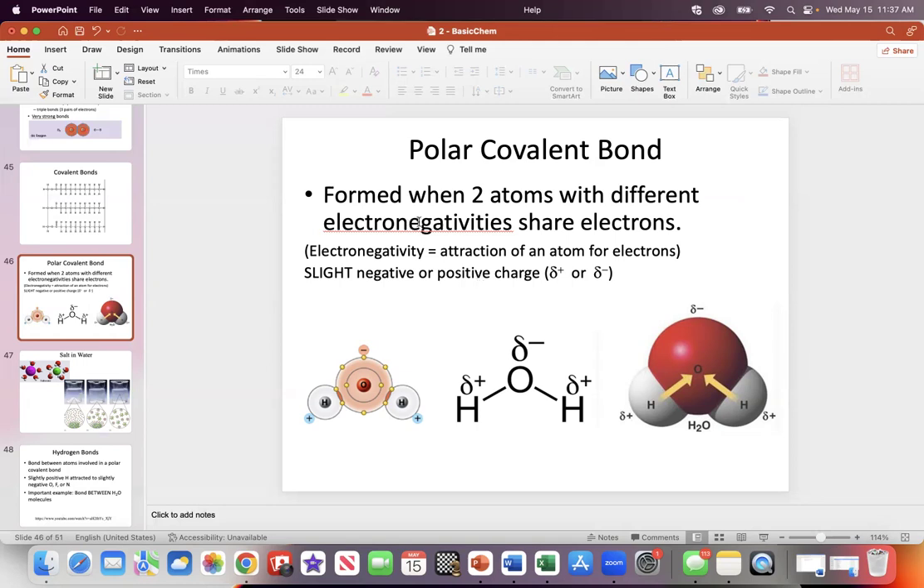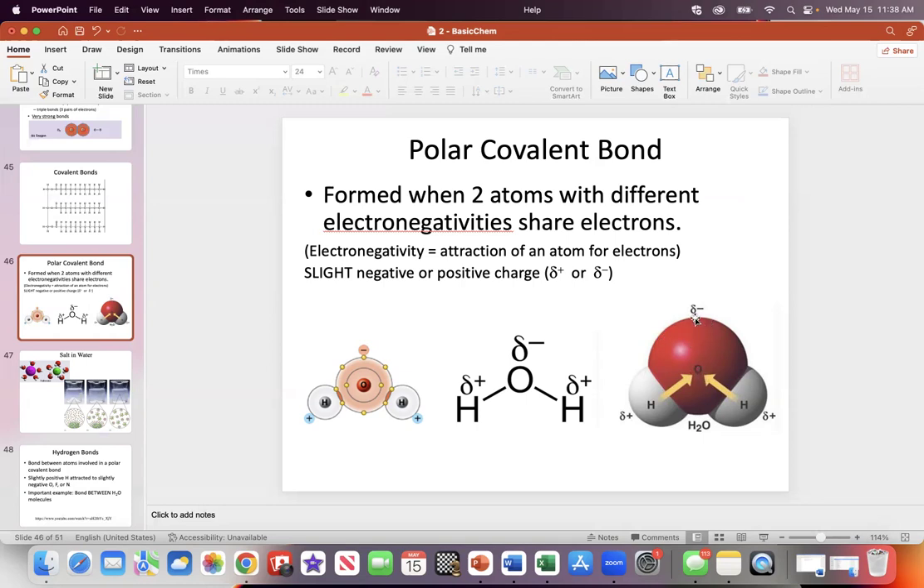And we call this electronegativity. When two atoms have different electronegativity, meaning the power they have to pull electrons, they are different, and the electrons are not equally shared. A good example is water, H2O.